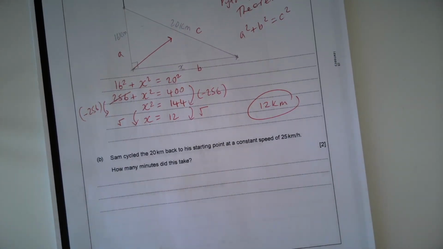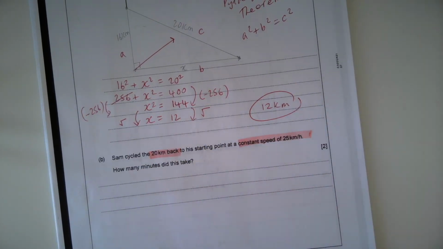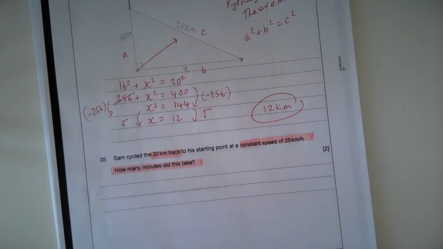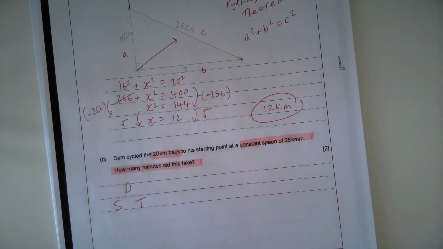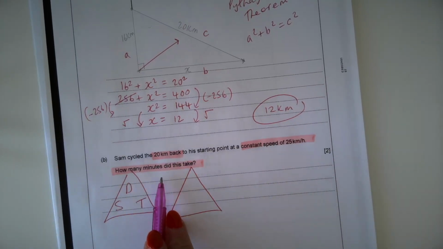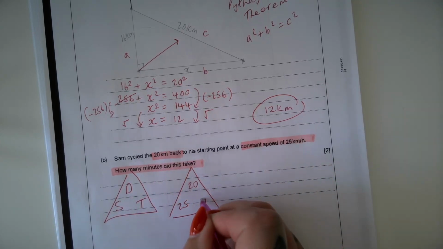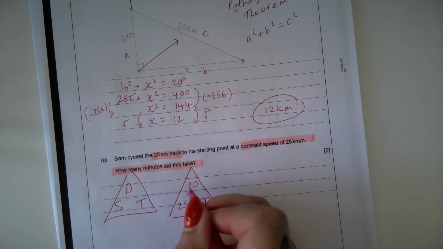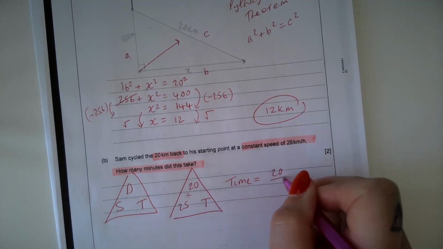Part B. So Sam cycled the 20 kilometres back to his starting point at a constant speed of 25 kilometres per hour. How many minutes did this take? So we've got his speed, we've got his distance, we're looking for his time. So we can do speed, distance and time as our formula triangle. But what I'm going to do here is rewrite this with my values in. So speed I know is 25, distance I know is 20, time is what I'm looking for. So 20 divided by 25. So the time taken is 20 divided by 25.